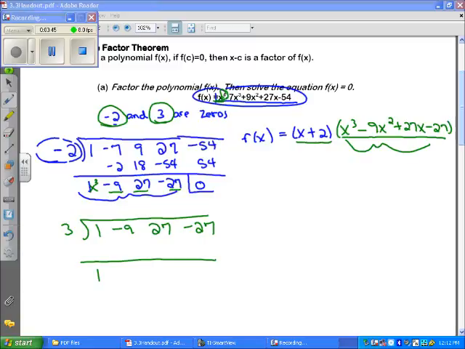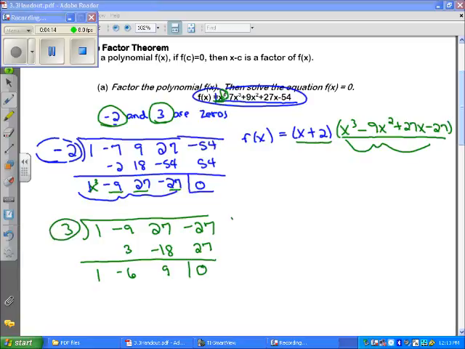3 times 1 gives me 3. -9 plus 3 gives me -6. 3 times -6 gives me -18. 27 plus -18 gives me 9. 3 times 9 gives me 27. And so oops, let me erase that there. Put a 0 there for no reason. Okay, there we go. Okay, and if I add those together, I get a 0, so that means 3 is another 0.